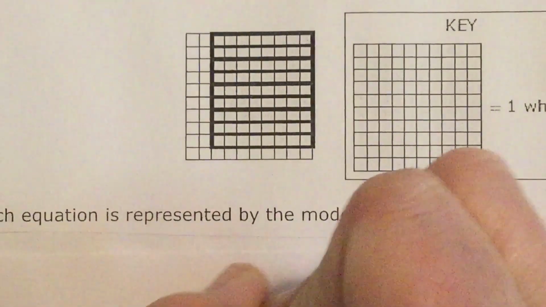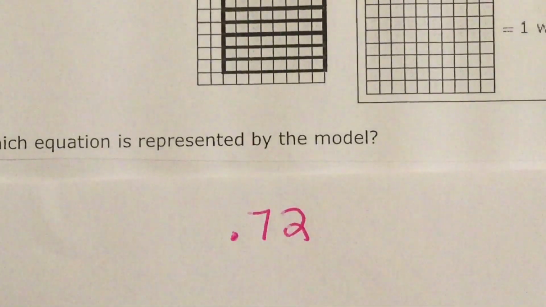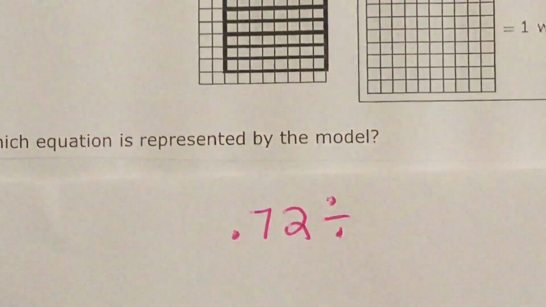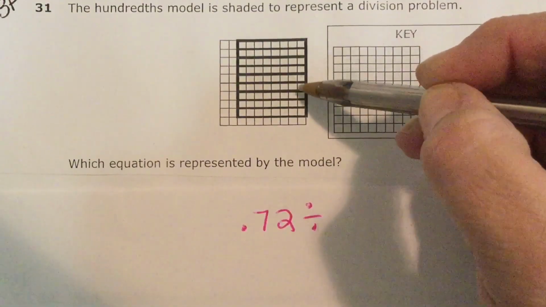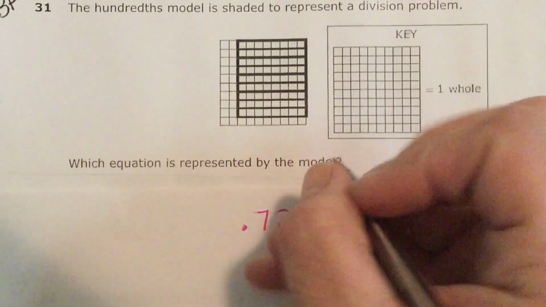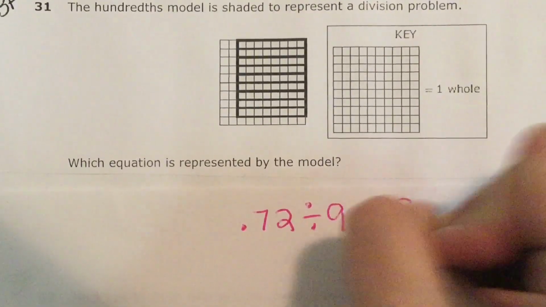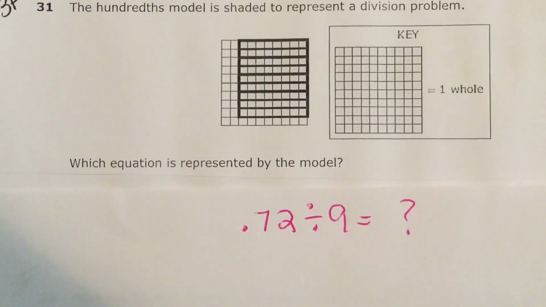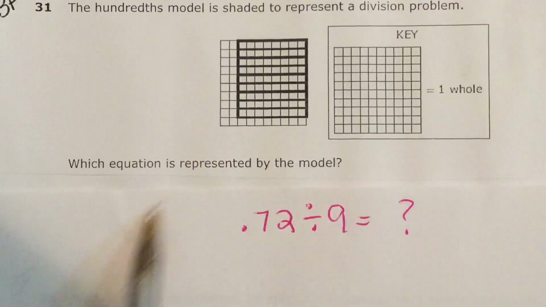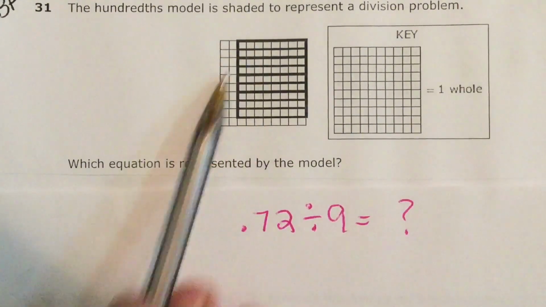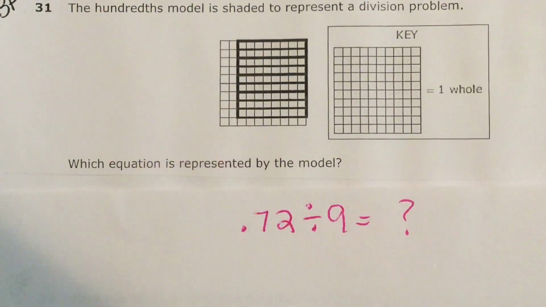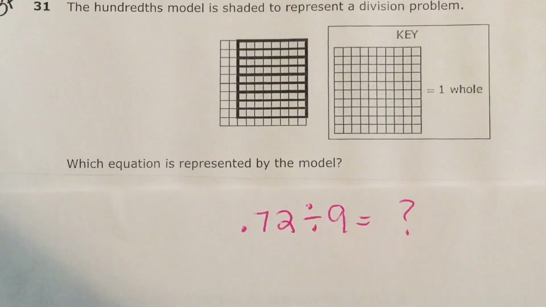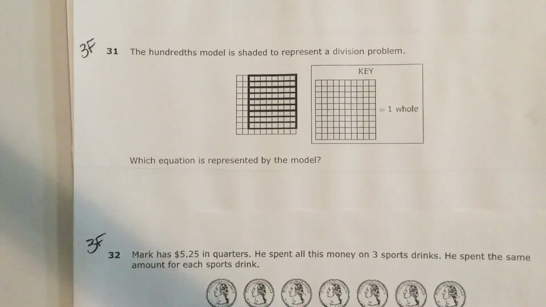Okay, so the division problem would look like this. There's 72 hundredths shaded, and it's going to be divided into 1, 2, 3, 4, 5, 6, 7, 8, 9 groups. So 72 hundredths divided by 9, and you'll give me the answer tomorrow. So that's how you would solve it. Your total is 72 shaded, 72 out of 100, and you've got 9 separate groups. Okay? All right.